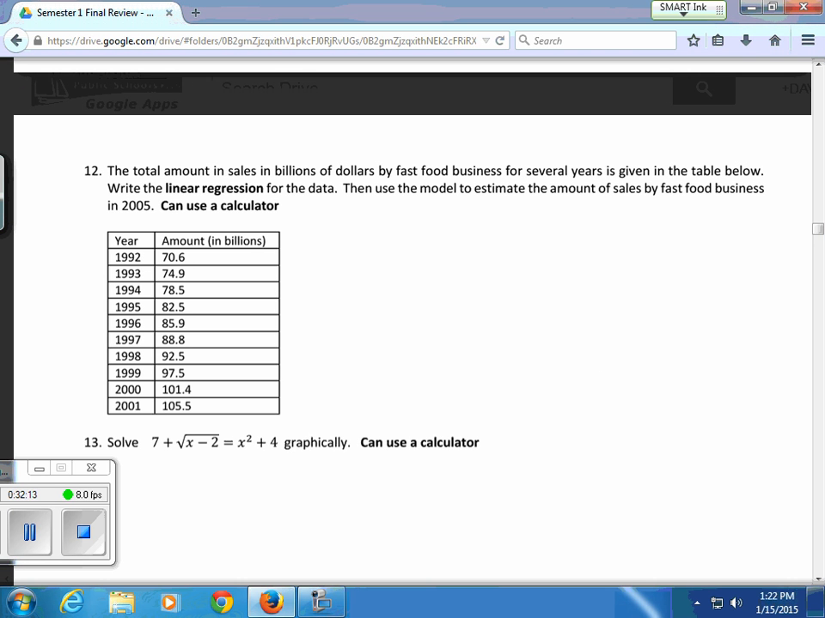Remember how to do those? We've done linear. We've done what else? Cubic. What else? Quadratic. Yep. And there's one last kind.